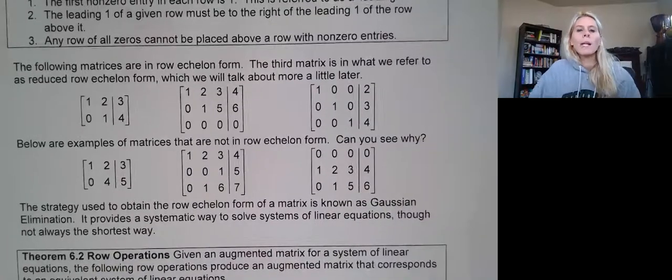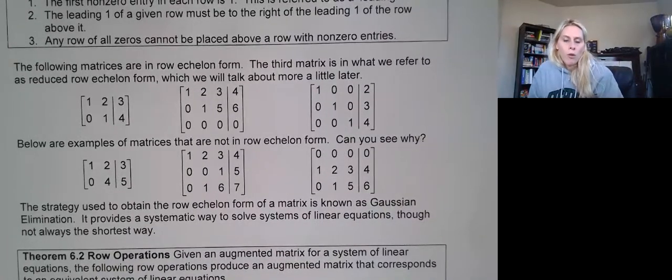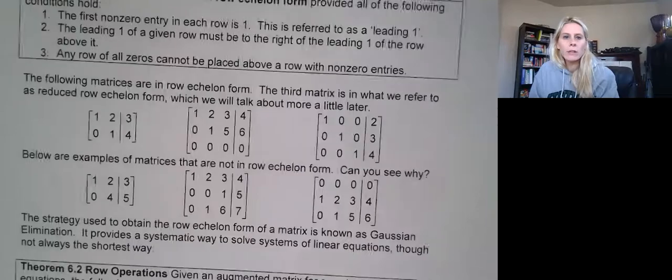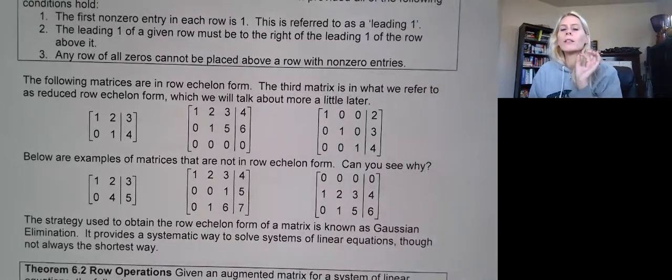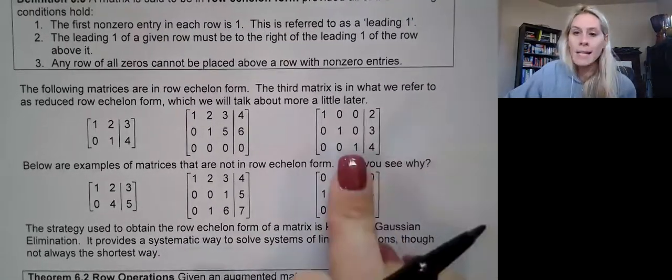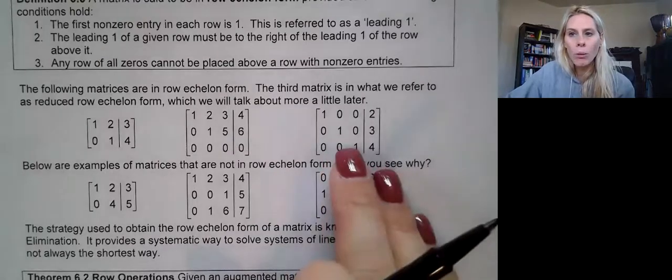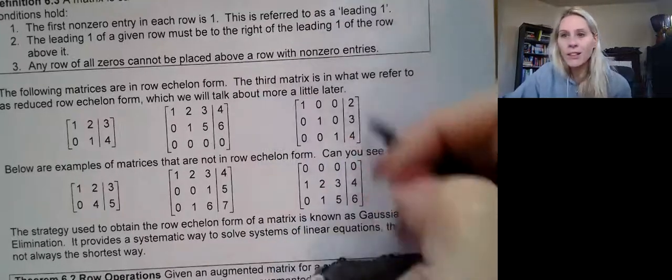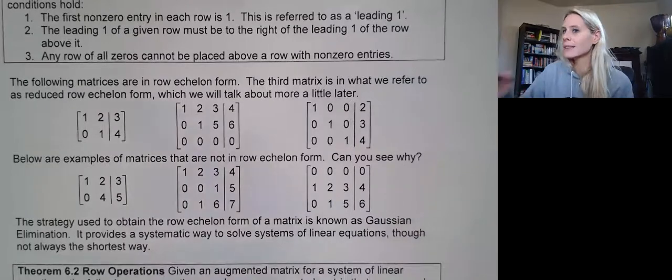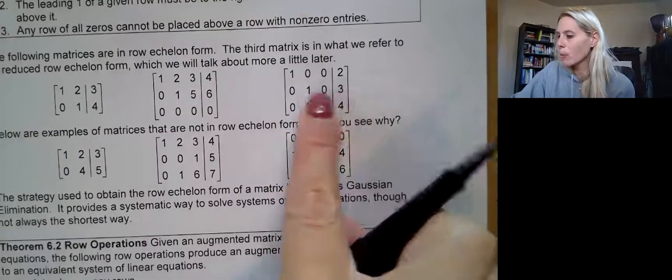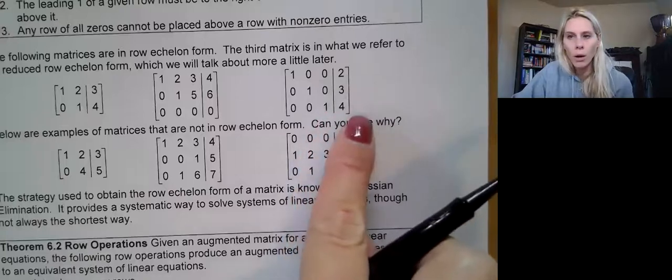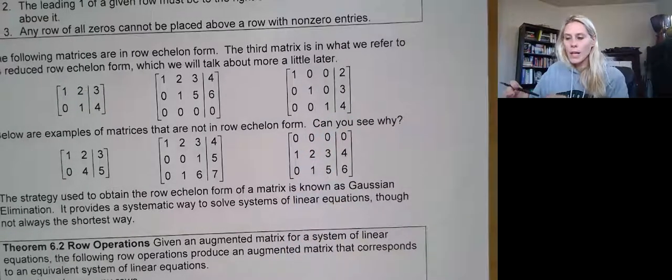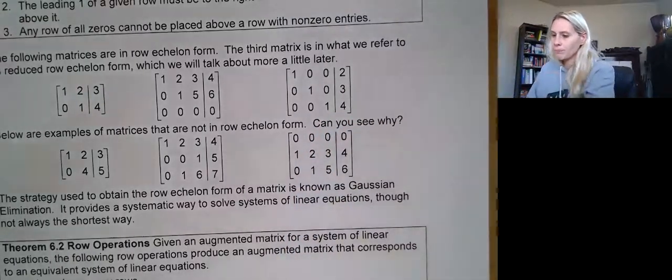So the following matrices are in row echelon form. The third matrix is in what we refer to as reduced, okay? Now, when we get the reduced form, guys, this is our solution. Now we don't have to substitute back in for anything. In this case, our x is 2, our y is 3, and our z is 4. So the reduced echelon form is really good.